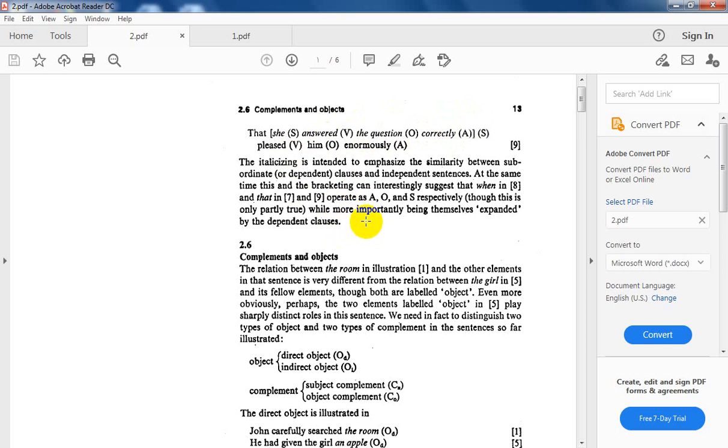This is the most important thing, and this will be discussed again: how to realize the sentence elements.